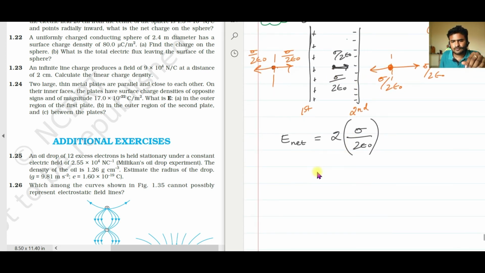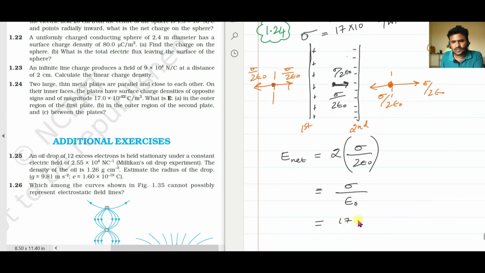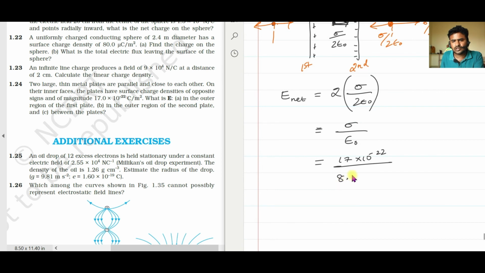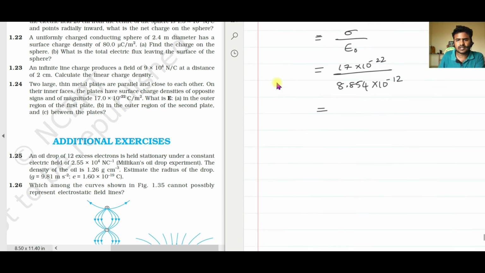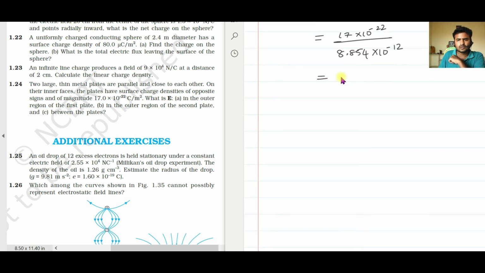So now we will get sigma by epsilon naught as the electric field, and sigma is known to us, which is 17 into 10 to the power of minus 22 divided by the epsilon naught value, 8.854 into 10 to the power of minus 12. Okay, upon simplification we will get 1.92 into 10 to the power of minus 10 Newton per Coulomb. So that is going to be the electric field between the plates. Outside the plates, the electric field is 0 everywhere. Between the plates, the electric field is going to be this much.